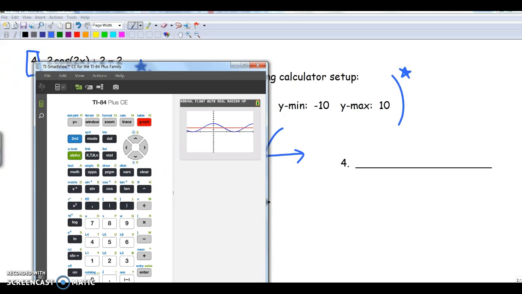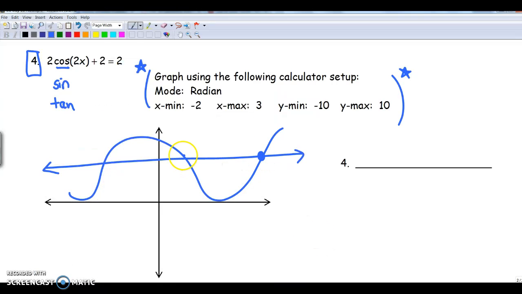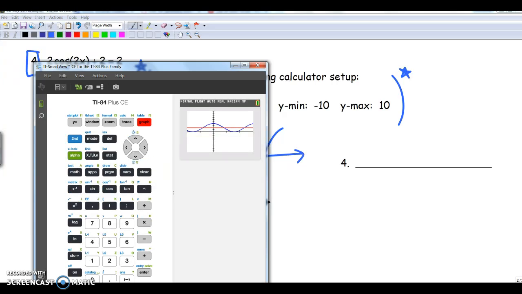Yeah, that looks pretty good. And then notice that it intersects in 3 places. So 1, 2, 3 places. All right, so what we're going to do is second trace, intersect, 3 times. Second trace, number 5, and I'm just going to start on the far left.